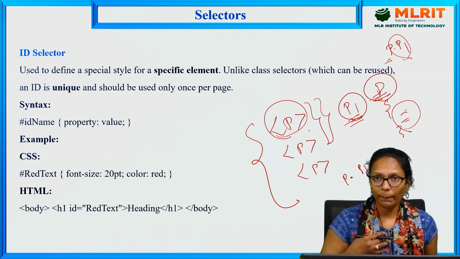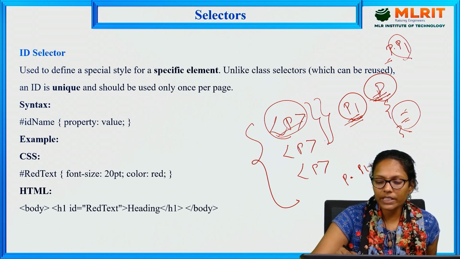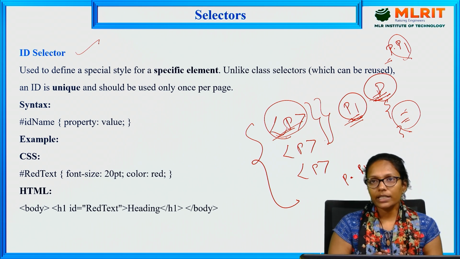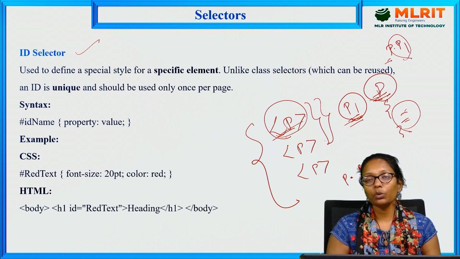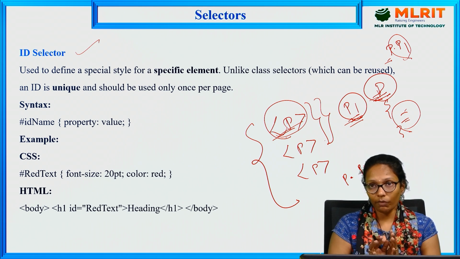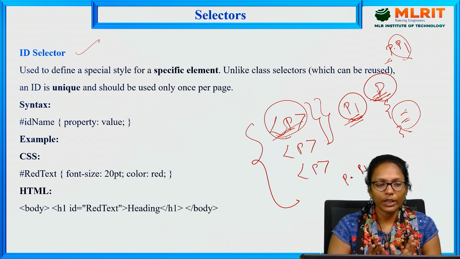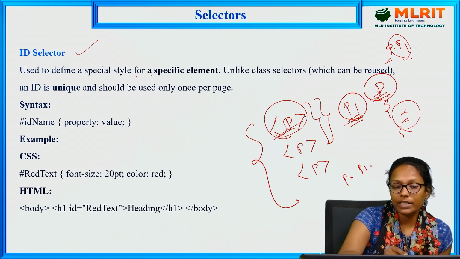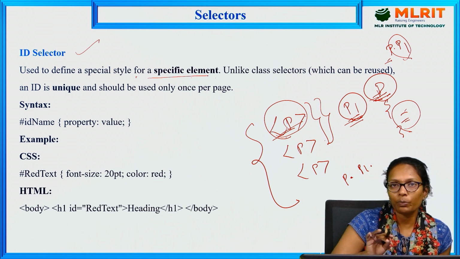But I want to apply a set of styles only for the first P. In that case, I need to use the ID selector. ID is nothing but a unique value which is given to only one tag. One particular element, I'm assigning one unique ID. So it is used to define a special style for a specific element, not for a group of elements.